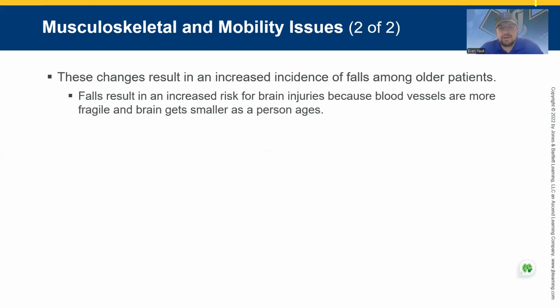These changes result in an increased incidence of falls among older patients. So falls result in an increased risk of brain injury because blood vessels are more fragile and the brain gets smaller as a person ages. So that is something you might want to remember and consider.